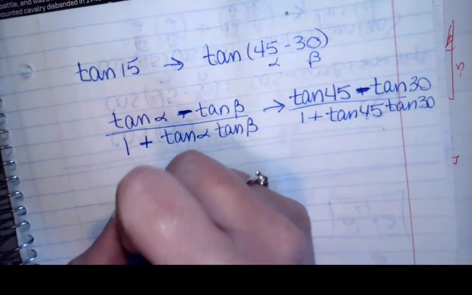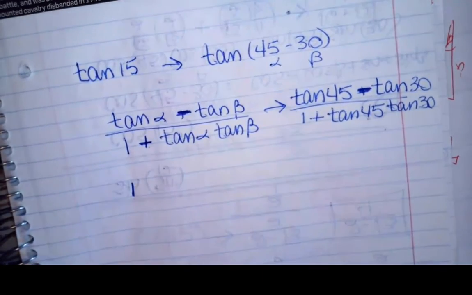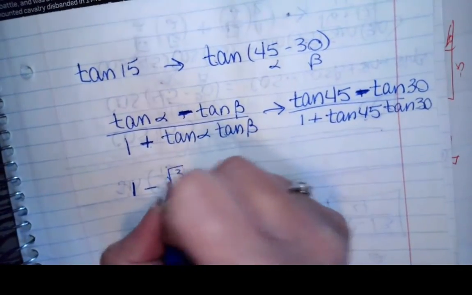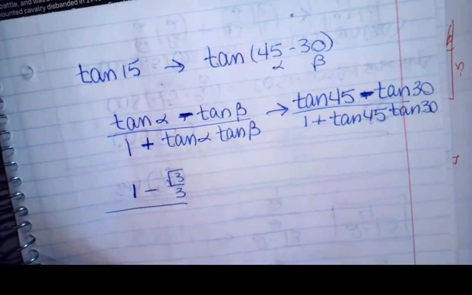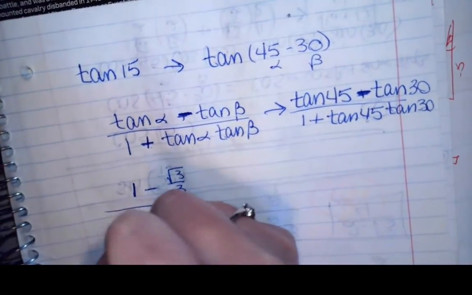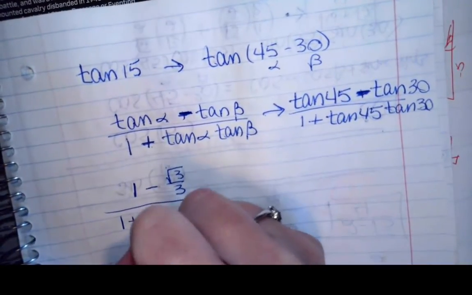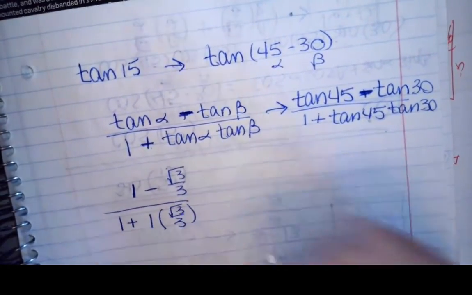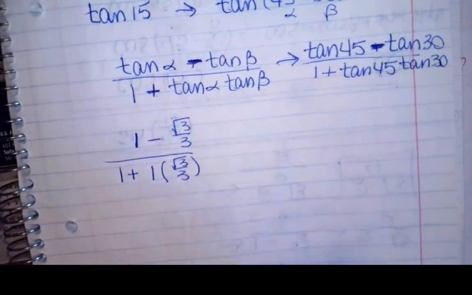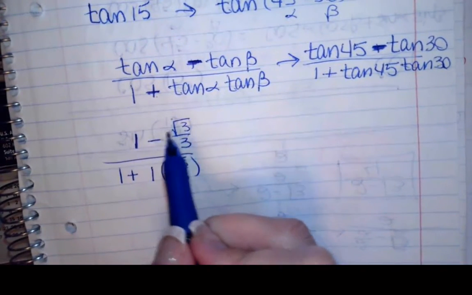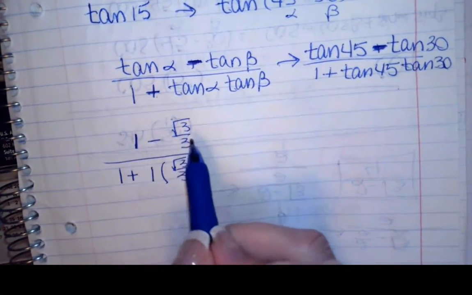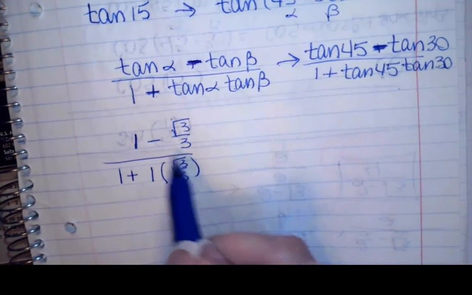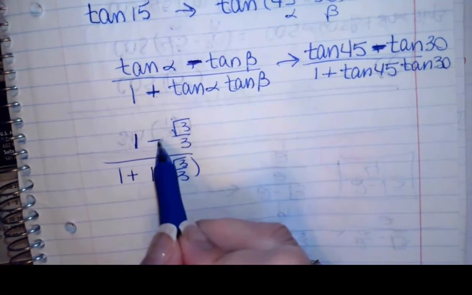So what's the tangent of 45? The tangent of 45 is 1. Minus, what's the tangent of 30? That is root 3 over 3. Over 1 plus, the tangent of 45 is 1, times the tangent of 30 is root 3 over 3. So when I simplify this, what I want to get this down to is just an expression over an expression. Okay, and right now I need to get a common denominator.